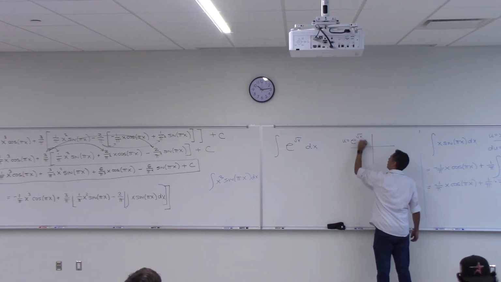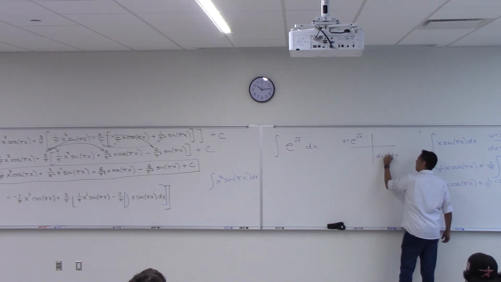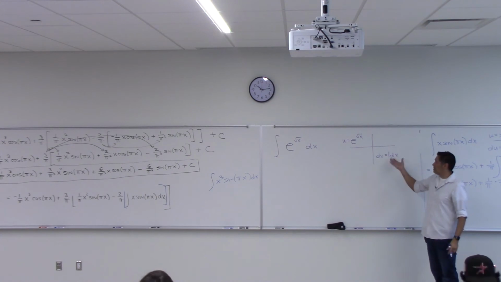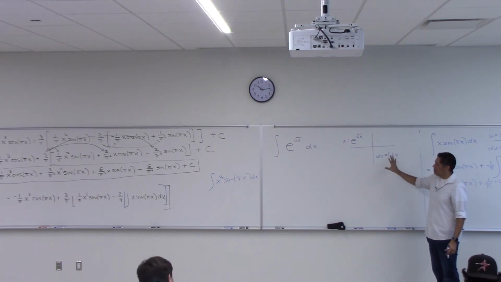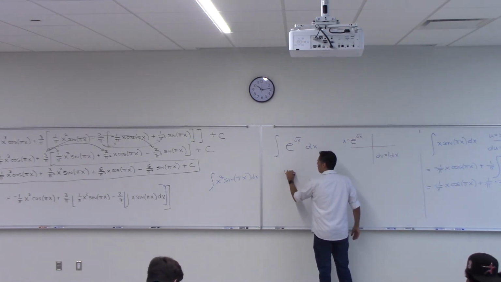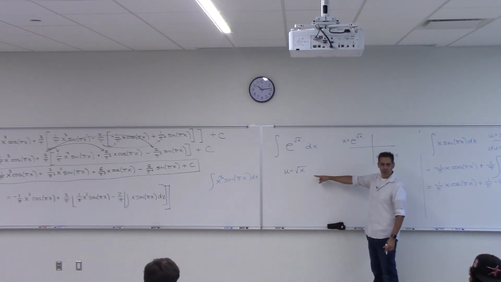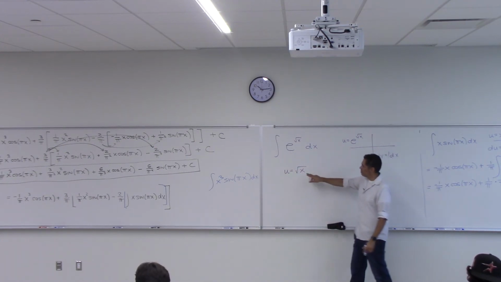E to the square root of x. Okay, and then over here, dv would have to be what? 1 dx. That's your only choice. That's the only thing you can do. All right, let's pause. Let's make a substitution. Wait a minute, I thought we just said substitution's not going to work. Let's make this substitution. What's the derivative of this?